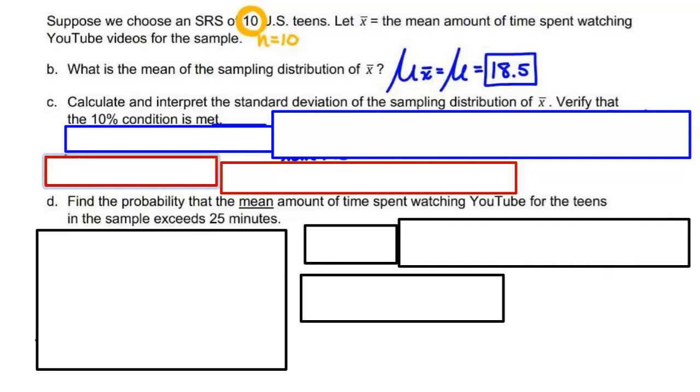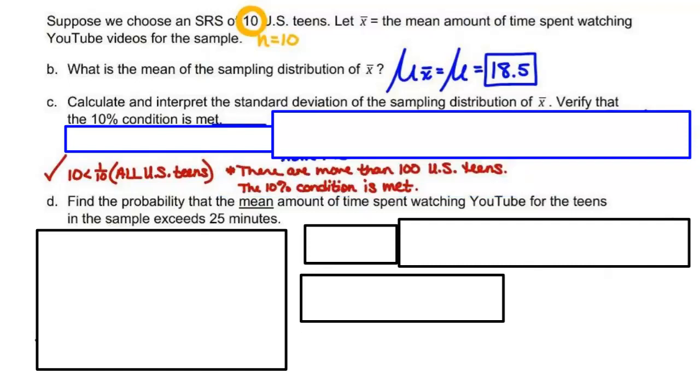How would you check it? Close. Yeah, 10% of all U.S. teens. I need my sample size, 10, to be less than 10% of my population, all the U.S. teens. So are there at least 100 U.S. teens? Then my 10% condition is met. Standard deviation, we do sigma divided by square root of n, so 5.3 divided by the square root of 10, so 1.676.